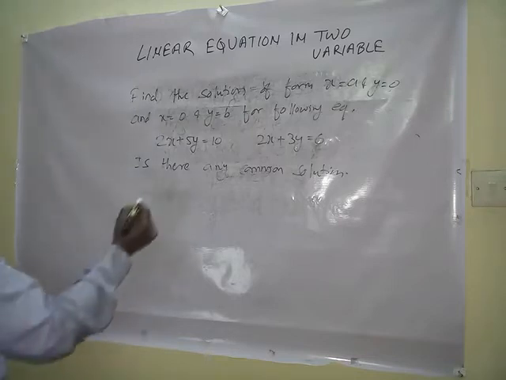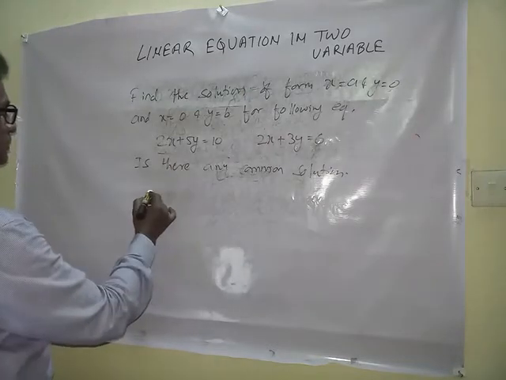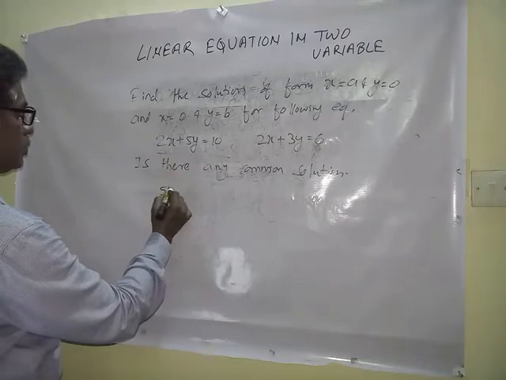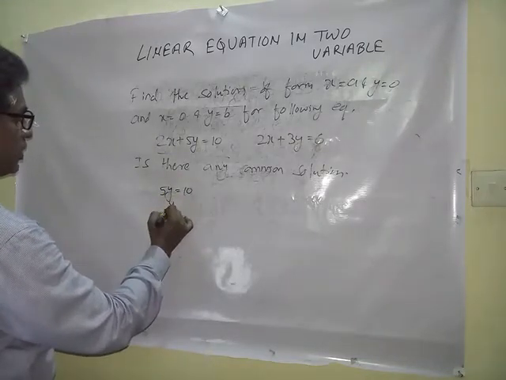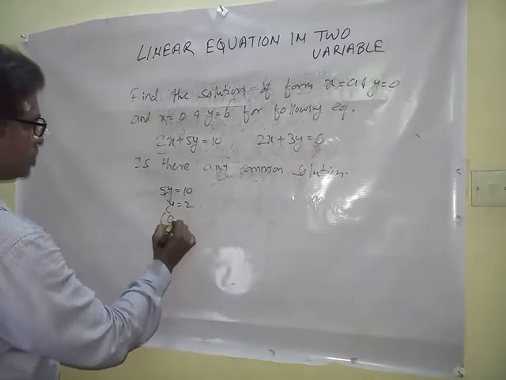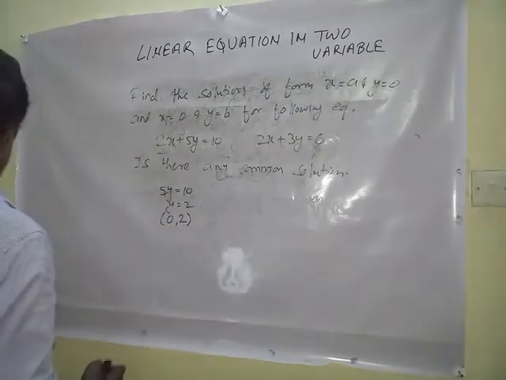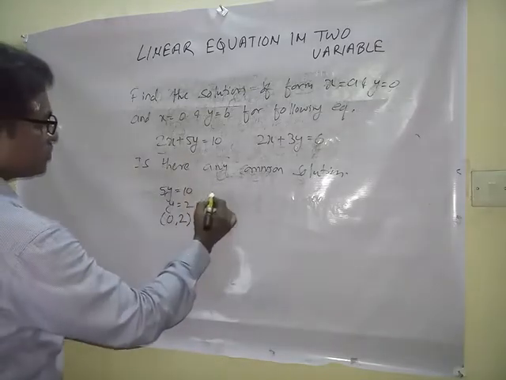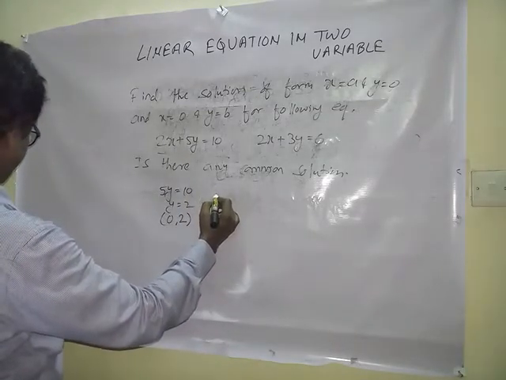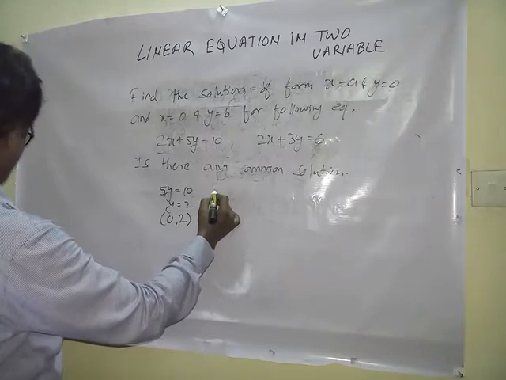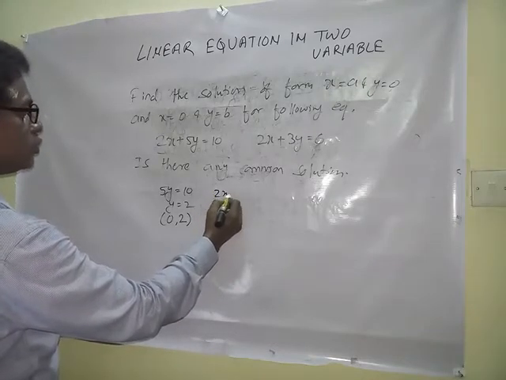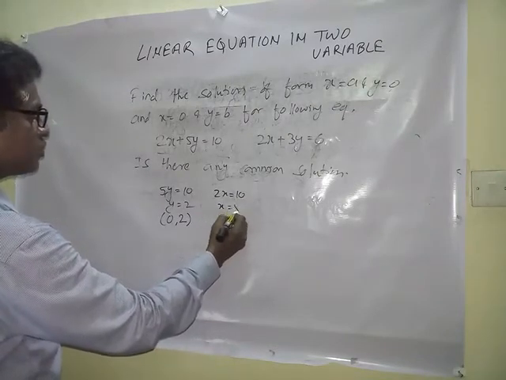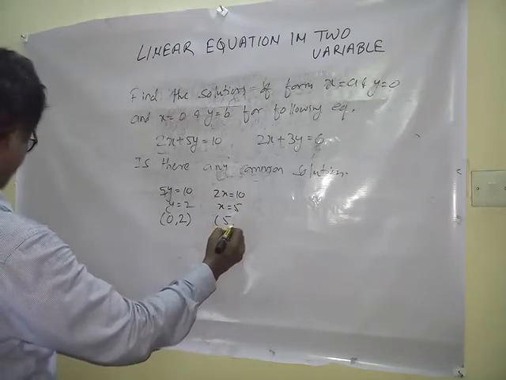When you put the value of x is equal to 0 in this equation, you will find out 5y is equal to 10 or y is equal to 2. So one solution to this equation is (0, 2). Now placing y is equal to 0 in this equation, you will get 2x is equal to 10. So x is equal to 5. So the solution will be (5, 0).